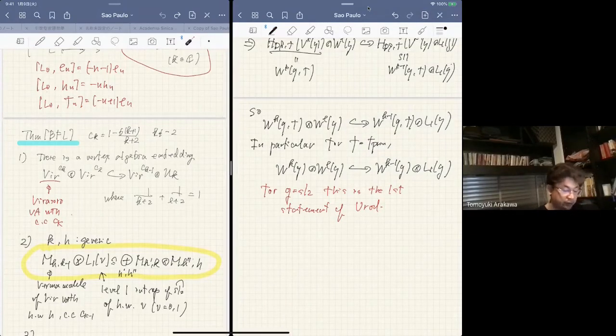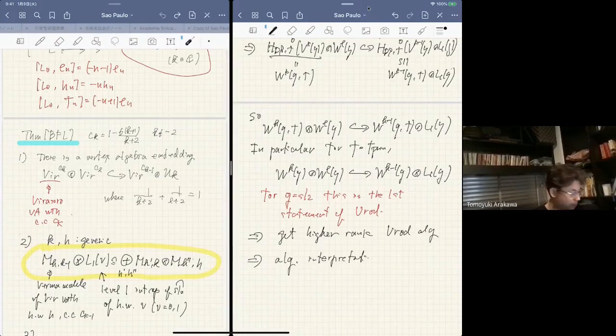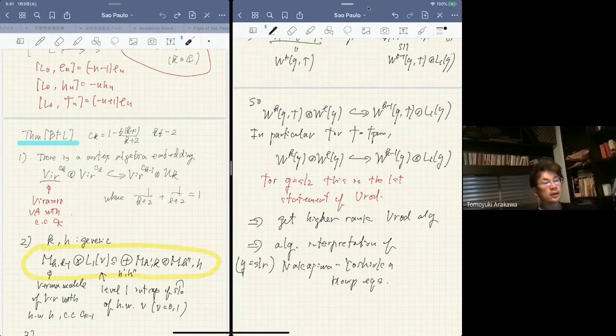And so now this holds for any simply laced G. So we have obtained a higher rank Urod algebra. In particular, in exactly the same way as SL2, we get the algebraic interpretation of Nakajima-Yoshioka blowup equation for rank R sheaves, for G equals SL_R. A bit early, but I think I have said what I wanted.